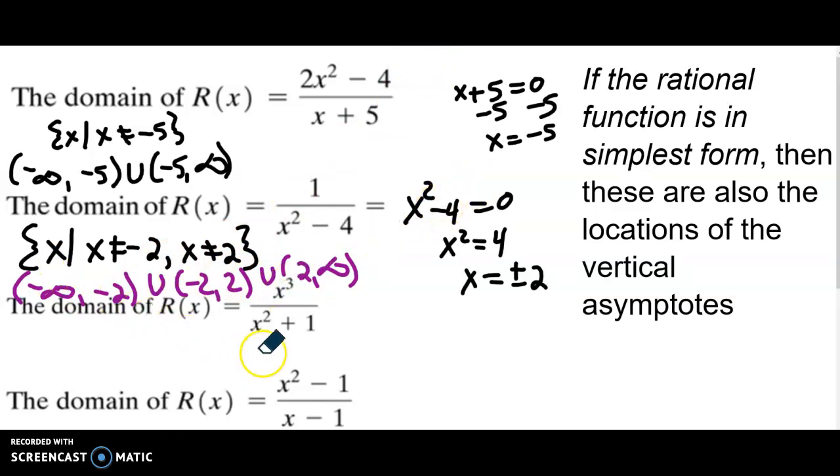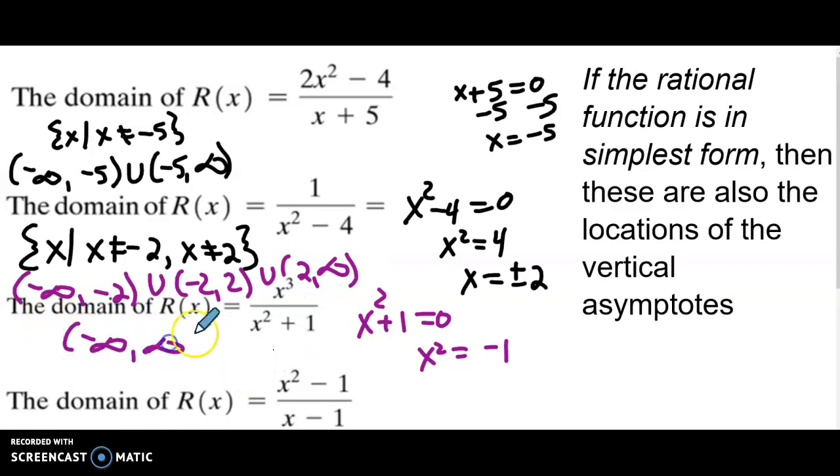Okay, the domain of this one: is x squared plus 1 going to equal 0? That would be when x squared is -1. We're talking about real numbers here for the domain. I can put anything I want. In this one, the denominator is never going to be 0 because x squared is never going to be -1 in the real number system.